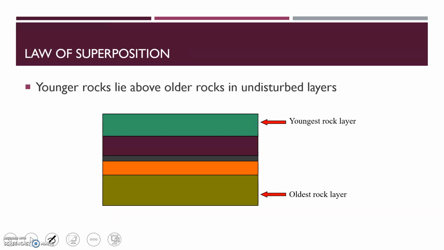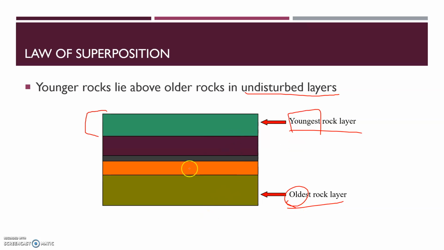All right, so younger rocks are going to lie above older rocks in undisturbed layers. So this is an undisturbed layer. It's just a normal layer, flat line, okay? Oldest rock's at the bottom, youngest rock is at the top. Think of it like when you're making a lasagna or you're making a cake. The bottom piece has to be put there first, so it will be the oldest. The top piece will be the youngest because it gets put there last.